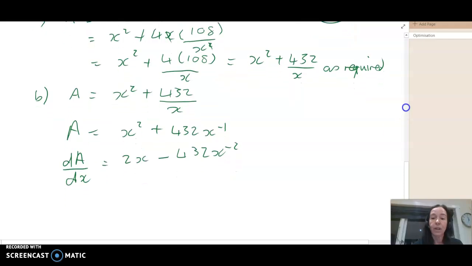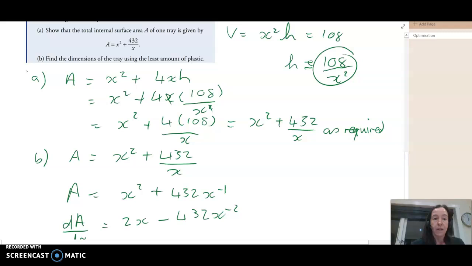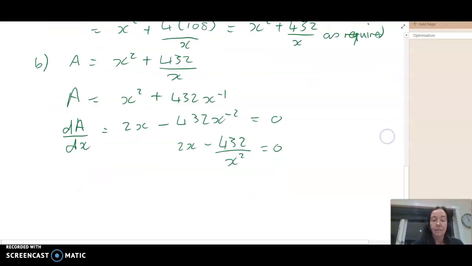I am finding the least amount of plastic. I need to let that equal 0. So I'm just going to rewrite that out. 2x minus 432 over x squared equals 0. You happy that that is the same? I'm going to take that to the other side. So I've got 2x equals 432 over x squared.